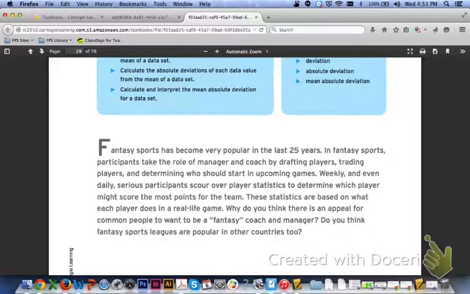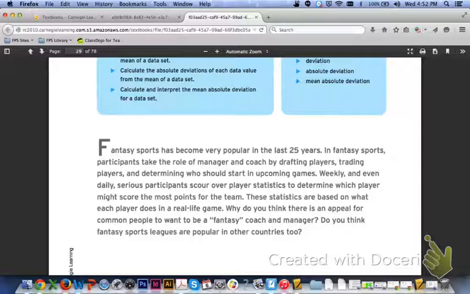I know this intro, can't skip it because I know a lot of this will interest a lot of you. Fantasy sports have become very popular in the last 25 years. If you don't know, fantasy sports allow participants to take the role of a manager and coach by drafting players, training players, and determining who should start in upcoming games. Weekly and even daily, serious participants scour over player statistics to determine which player might score the most points for their team. I have some friends that really get into this and spend way too much time on fantasy sports. I'm guessing there are a few of you that might do the same.